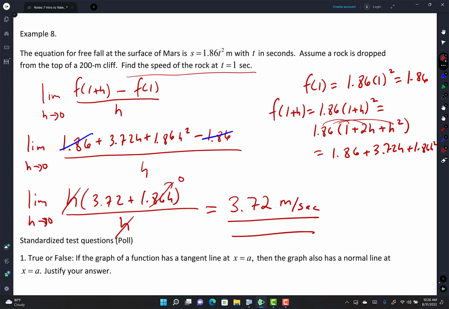I want my speed right at 1 second. So because I want it right at 1 second, if I have 1 plus a little bit past it, minus f of 1, you know what I mean? Like, I need my change in time to approach 0 so I can be right at that 1 second mark. Does that make sense?